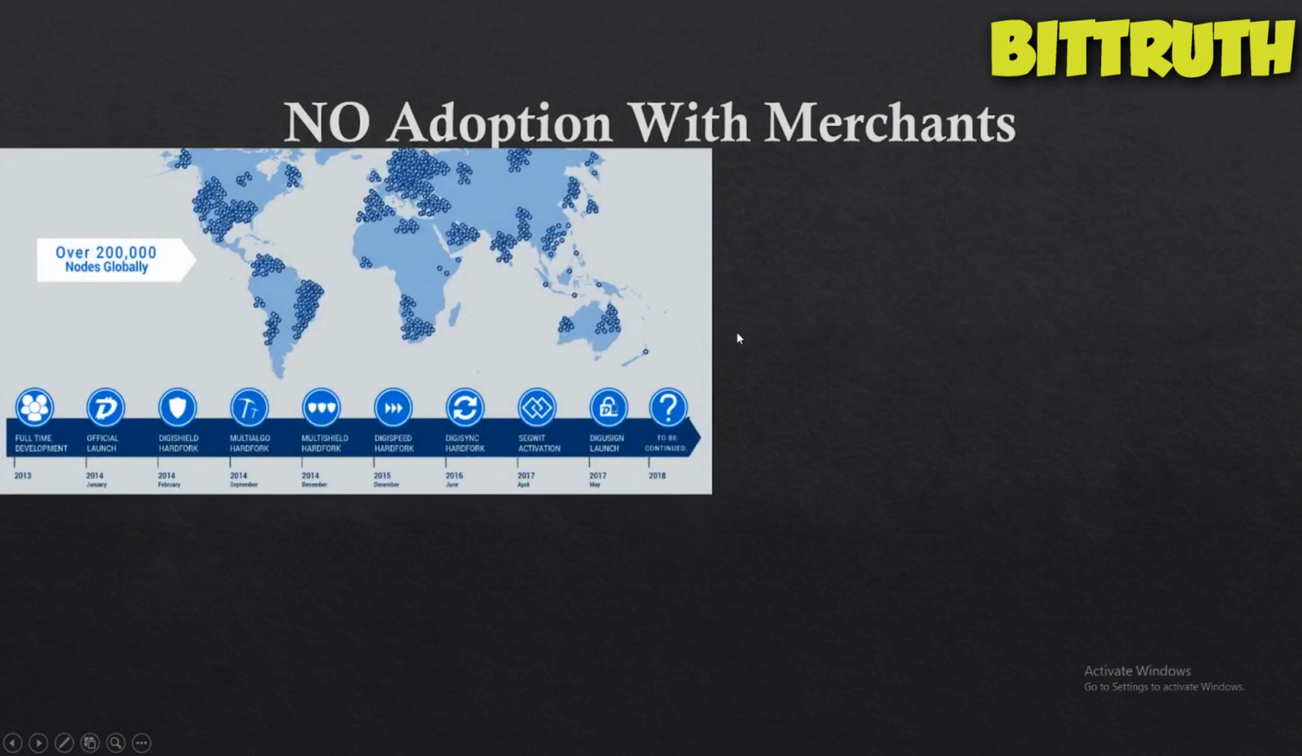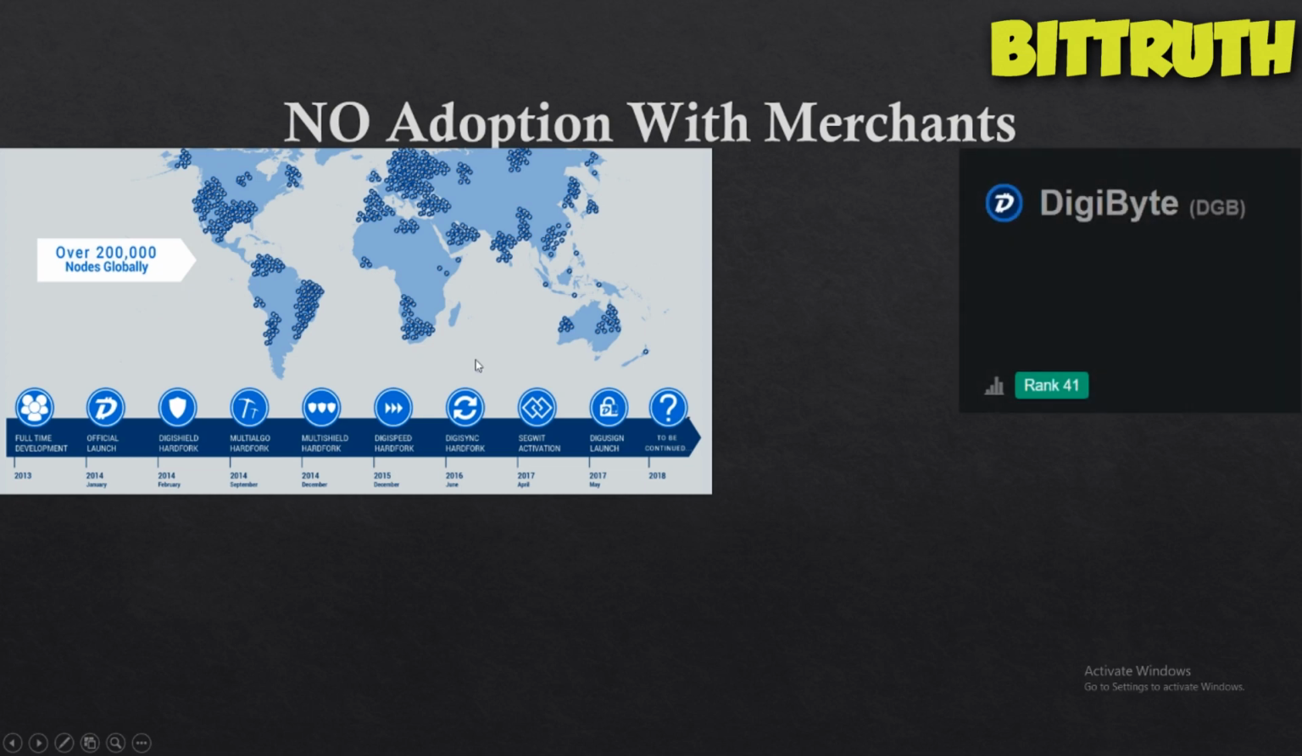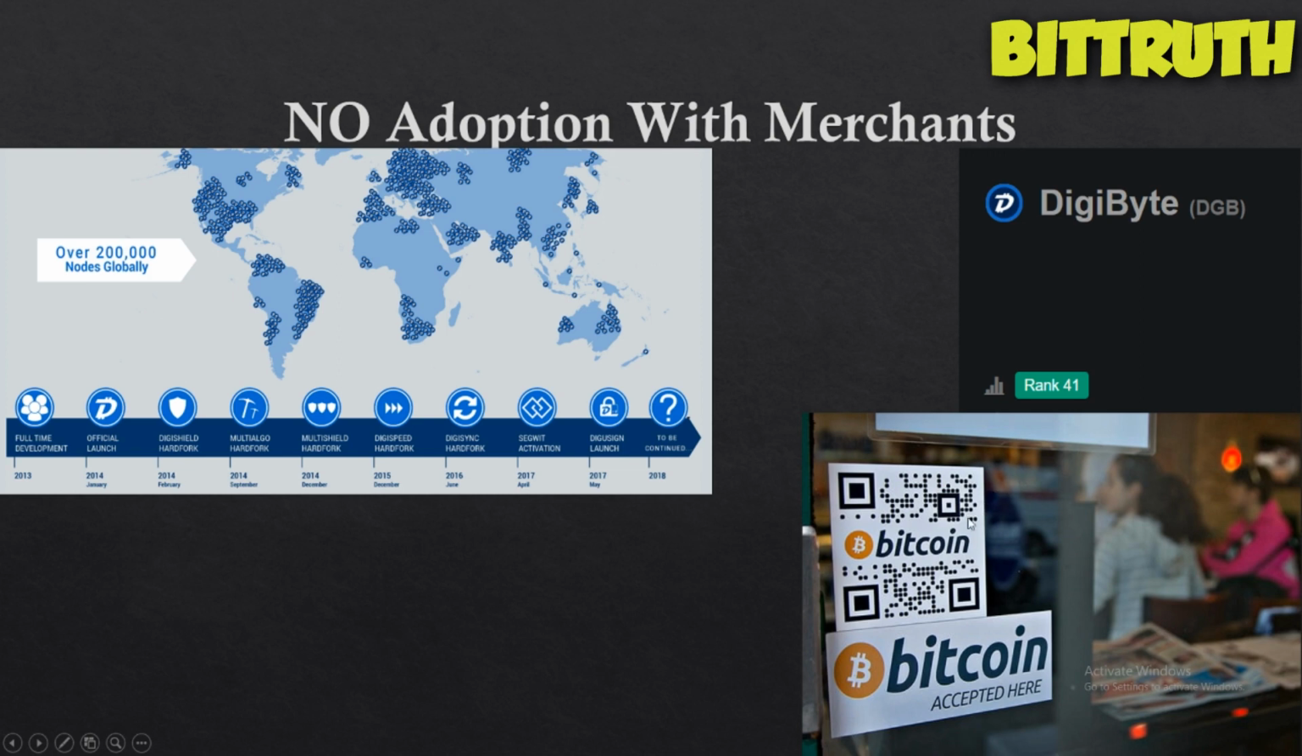Now that's really sad, given the fact that they have been around for like 6 years now, 2019, if they count from starting full-time development, or the launch 5 years. Anyways, over 200,000 nodes globally, but no adoption with merchants. How can a cryptocurrency that forked off Bitcoin, more scalable, stronger, still have no adoption? If we go down here, look at Bitcoin.